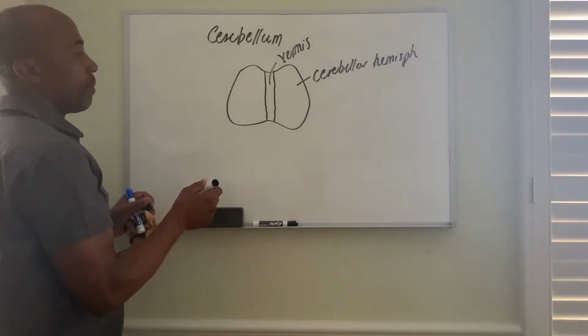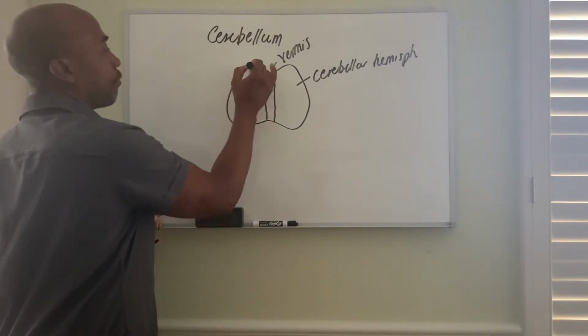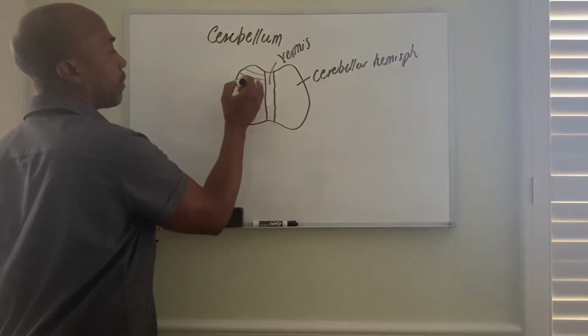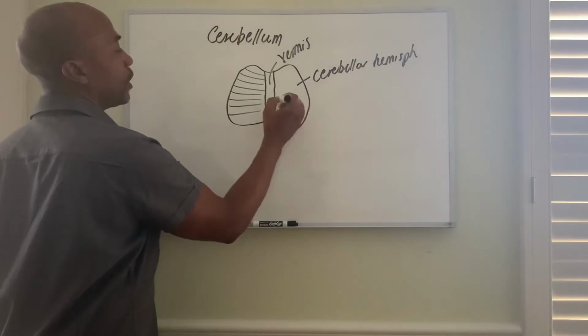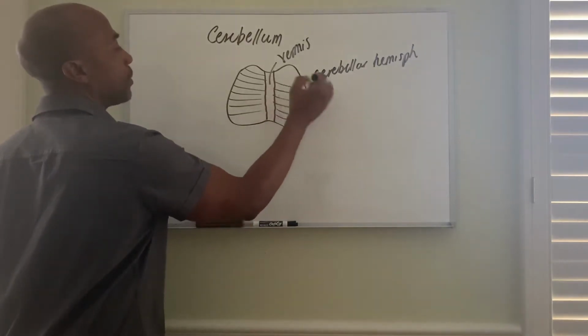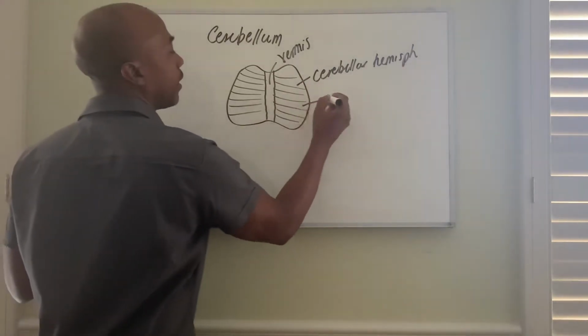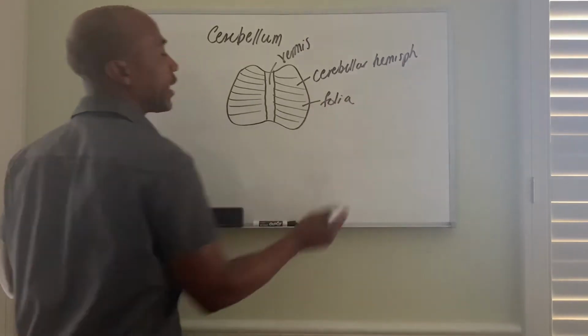Here in the cerebellum, you have these folds. So these folds on the cerebellum, the lines you see, form these ridges or bumps we call folia of the cerebellum.